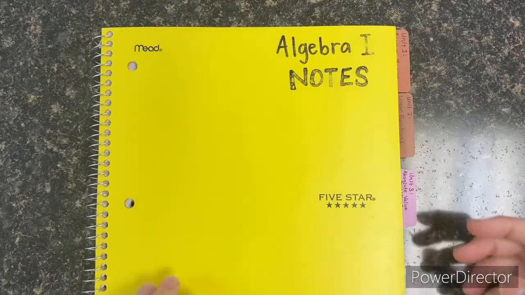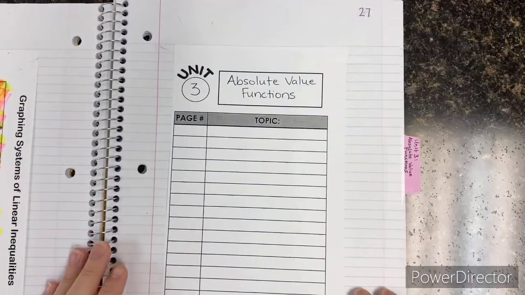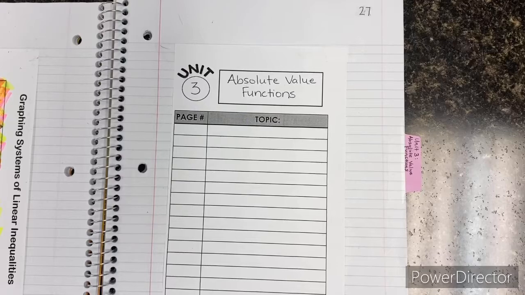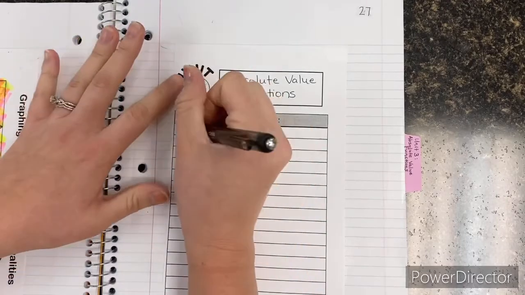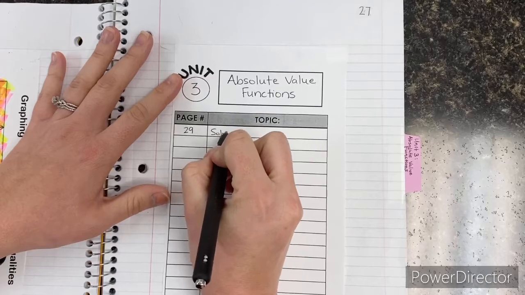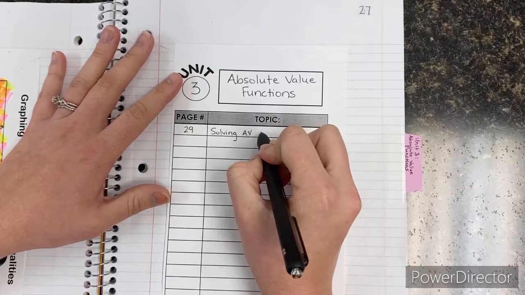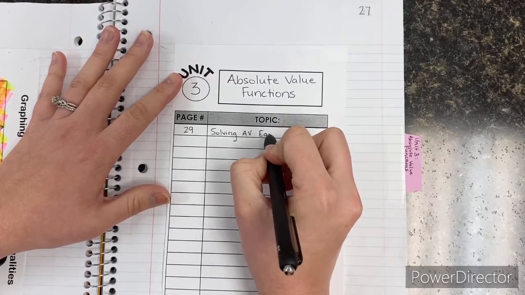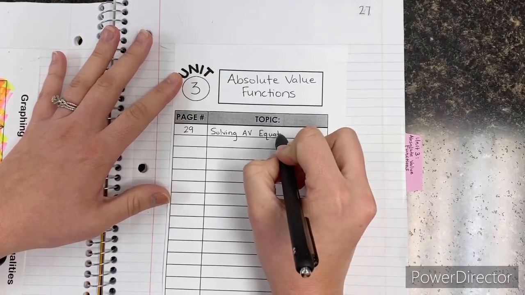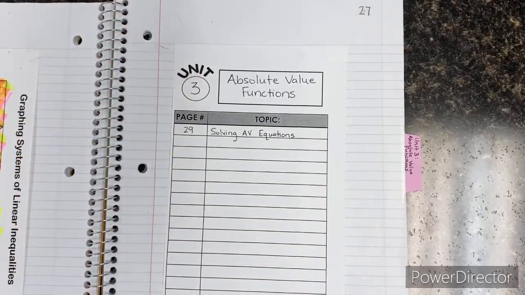Okay, so we are ready for our first set of notes in Unit 3, so you need to flip to Unit 3. The first set of notes is going to be on page 29, and it's going to be titled Solving Absolute Value Equations. And I abbreviated absolute value with just capitalized AV.